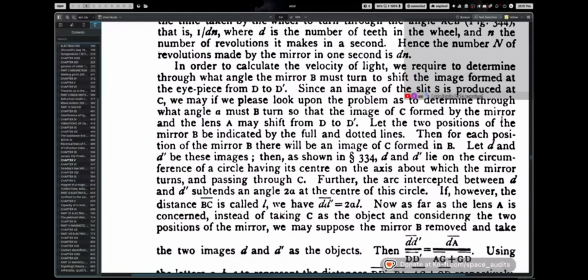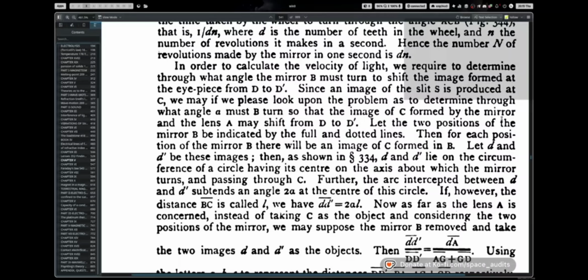In order to calculate the velocity of light, we require to determine through what angle the mirror B must turn to shift the image formed at the eyepiece from D to D prime. Since an image of the slit S is produced at C, we may, if we please, look upon the problem as to determine through what angle A must be turned so that the image of C formed by the mirror and lens A may shift from D to D prime. Let the two positions of the mirror B be indicated by the full and dotted lines in figure 345. Then, for each position of the mirror B, there will be an image of C formed in B. Let D and D prime be these images.